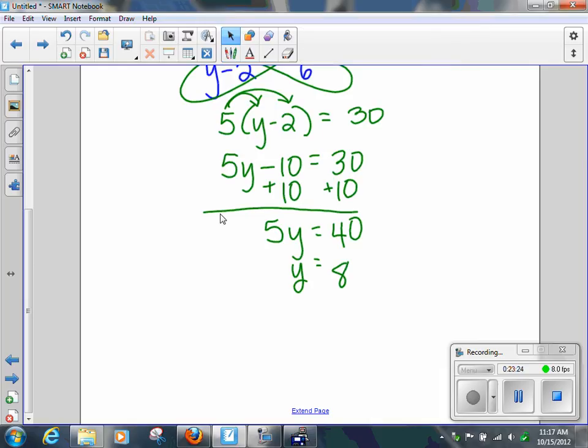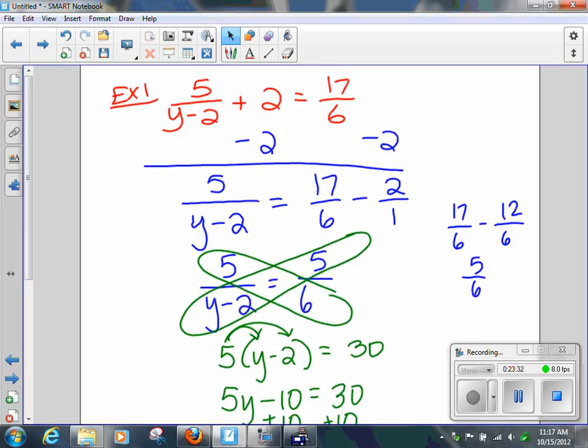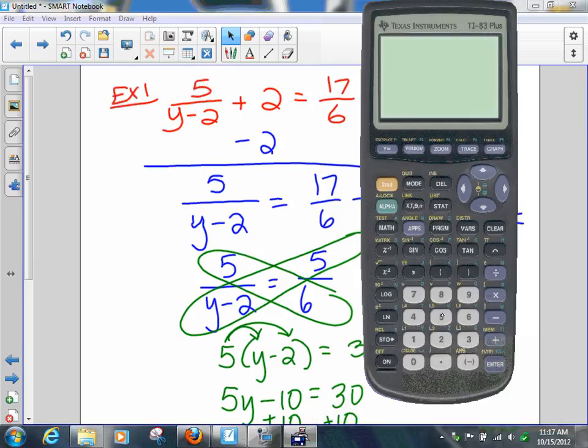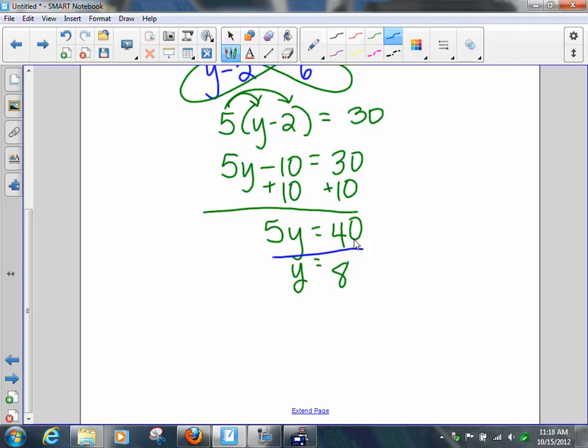We've got to go back and check it, okay? So when you go back and check it, go to the original equation and plug in 8. 5 over 8 minus 2 plus 2, and see if it's equal to 17 divided by 6. All right, so when you check it, technology is awesome. Thank you. 5 divided by 8 minus 2. 8 minus 2 is 6, right? Plus 2 is 2.83 repeating. 17 divided by 6 better be 2.83 repeating. Are we good to go? Can we accept that solution? Is it an extraneous solution? Nope. That's straight up my answer right there.